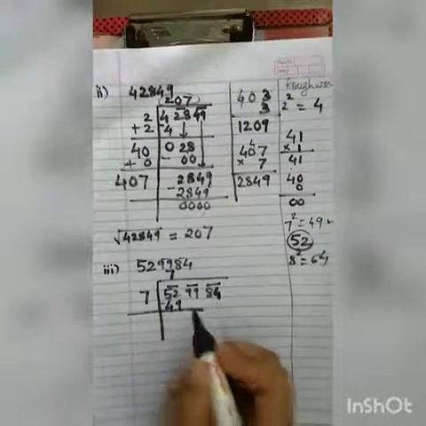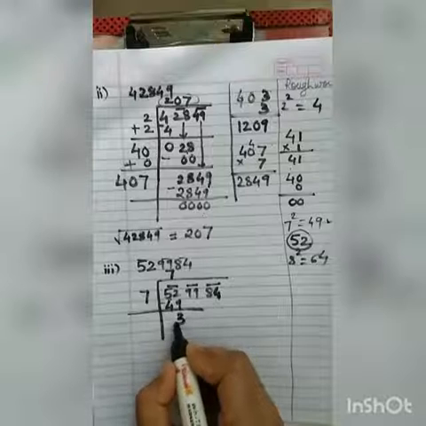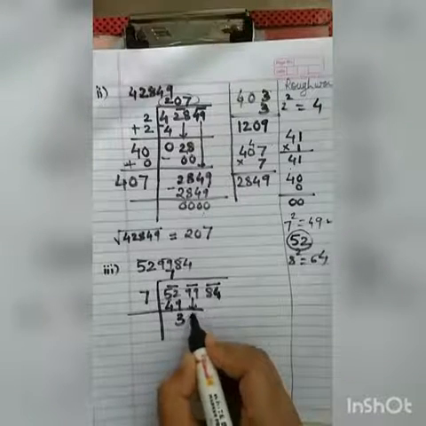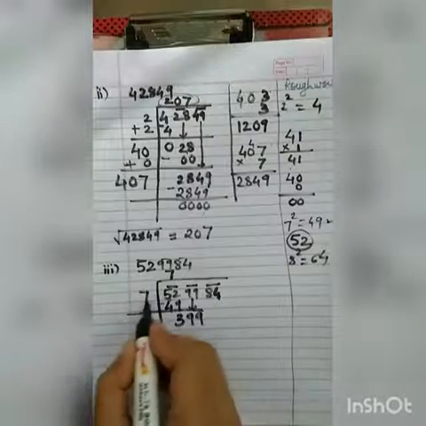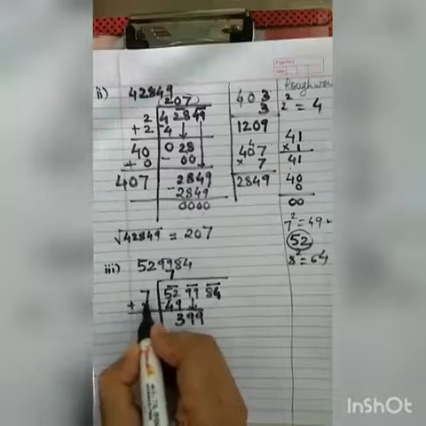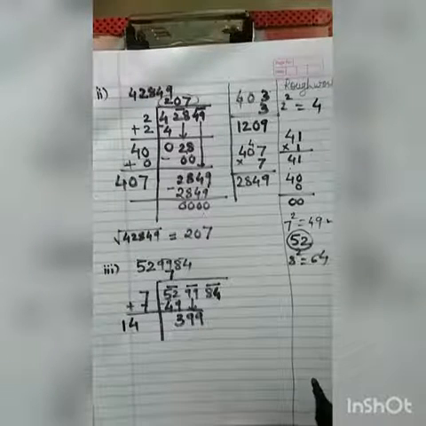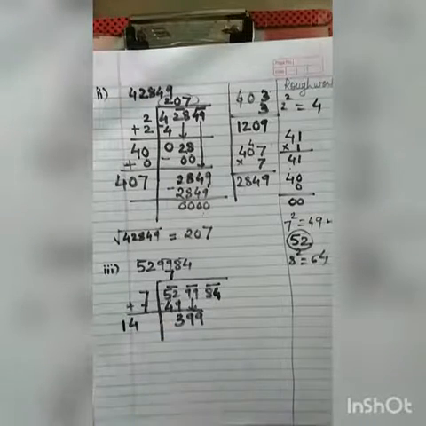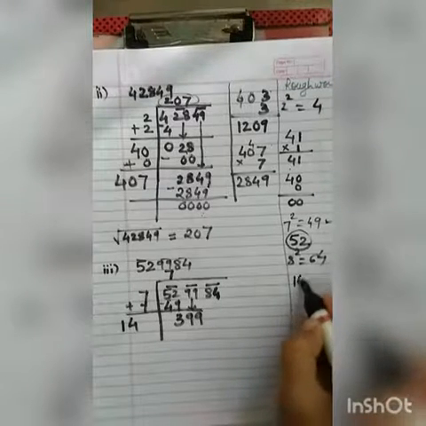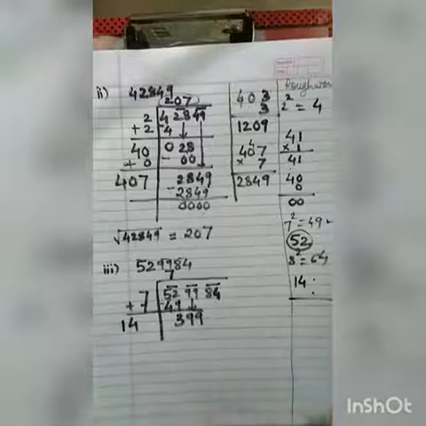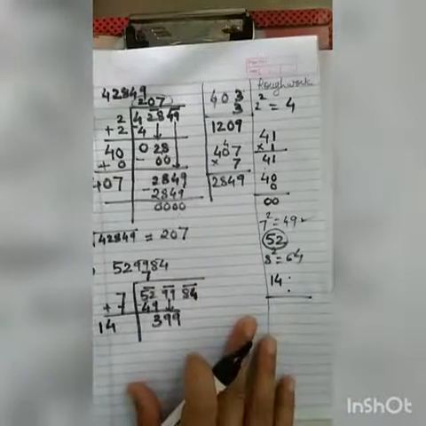After subtracting this 49, we will get 3. And we will copy down the pair, that is 99. Now the 7 will be at the unit place. So here it will be the number 14, 7 plus 7 equals 14. Now I have to take 14 with some number, so it will be equal to 399.